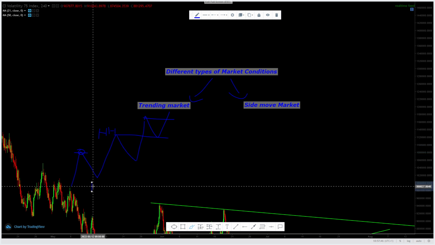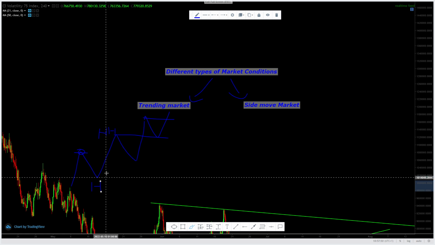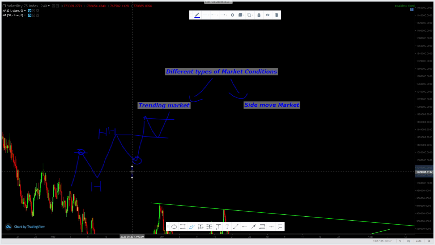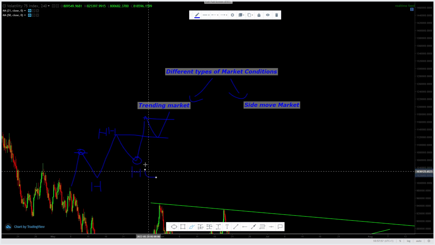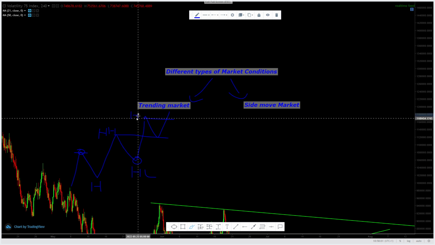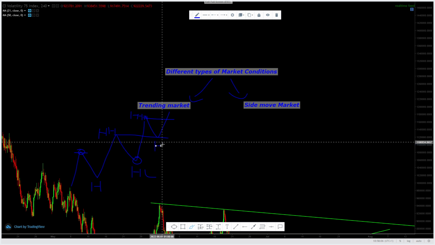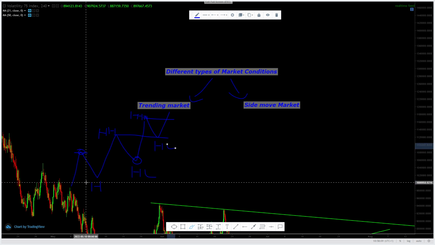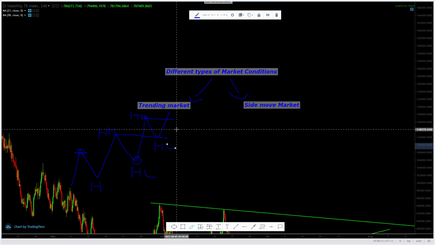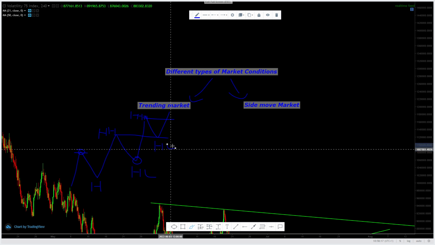This is a higher low. This is only a high. But once we create a new high, this becomes a higher low. Once we continue with this momentum to the upside, we create a new higher high, and this is going to be a new higher low. So this is a trending market. This is what you will get in a trending market: higher highs and higher lows.